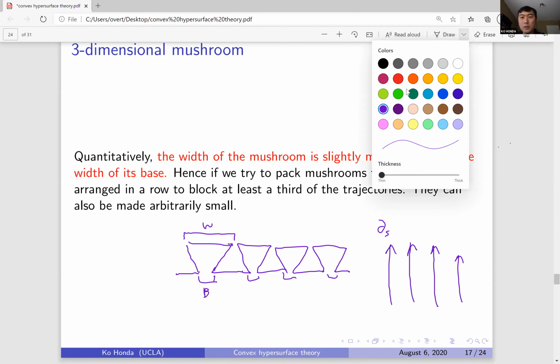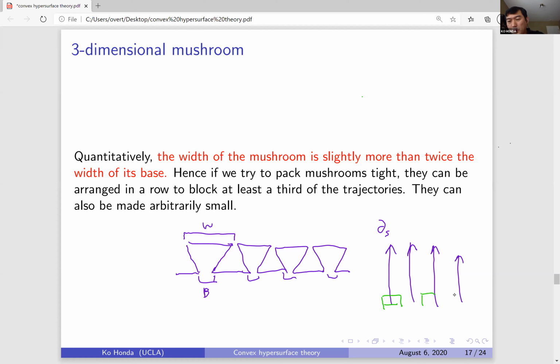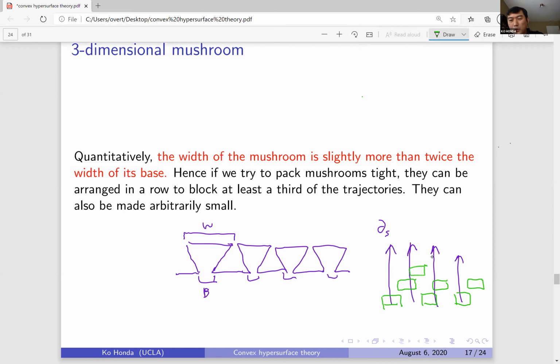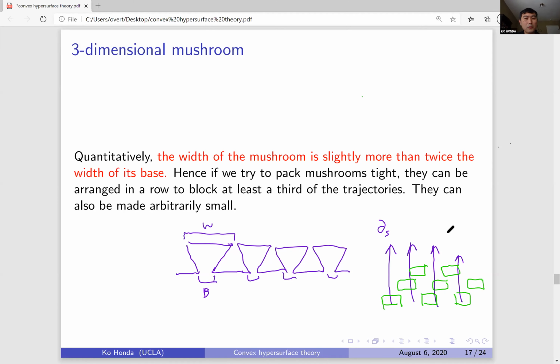Let's use something like this. We put mushrooms like this. And then the second row overlaps a little bit with the first row, but can't get rid of everything. And then the third row sucks in whatever's left over. So you need 3 rows of mushrooms. And the point is that these mushrooms can be made arbitrarily small, but the width to base ratio is still the same. You can make these as small as you want, and then the blocking ratio is still the same.